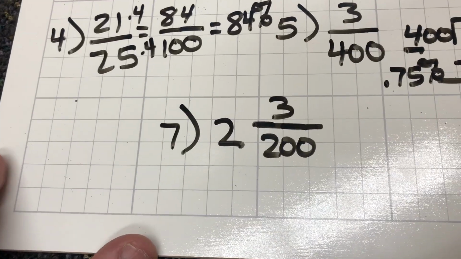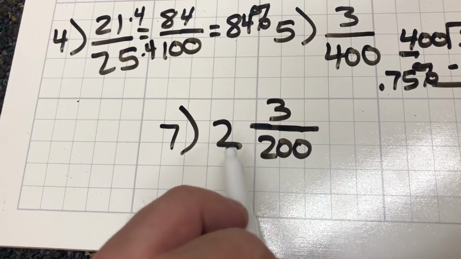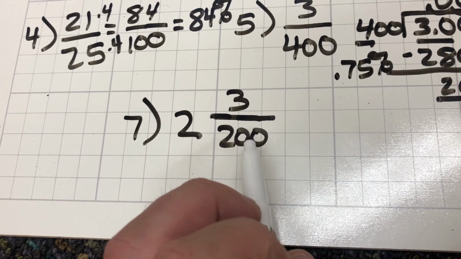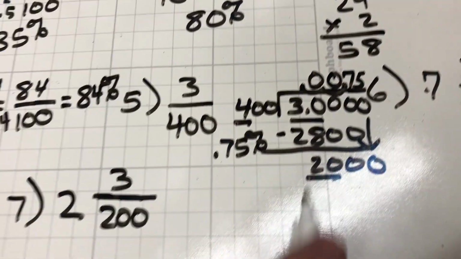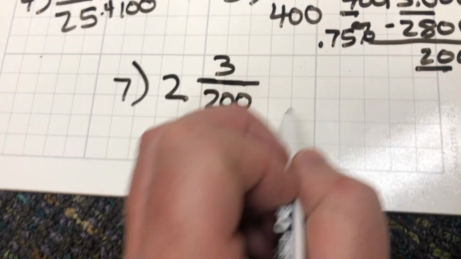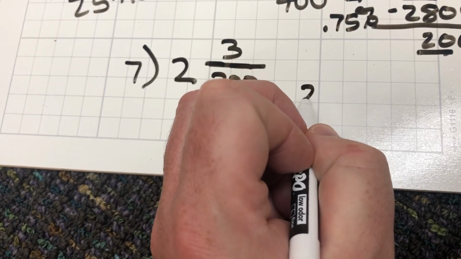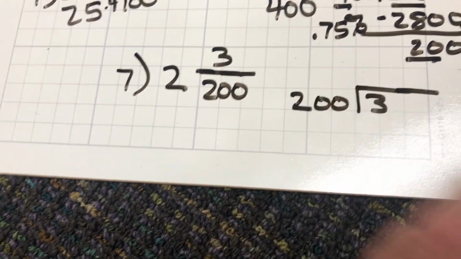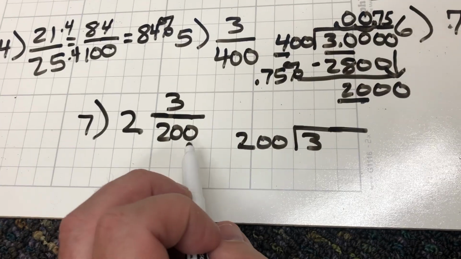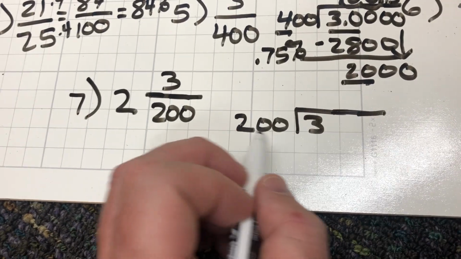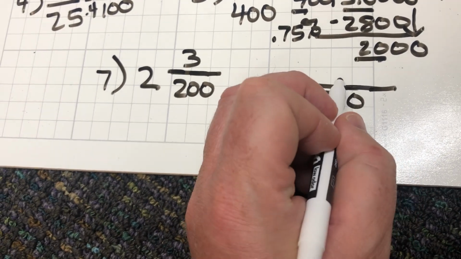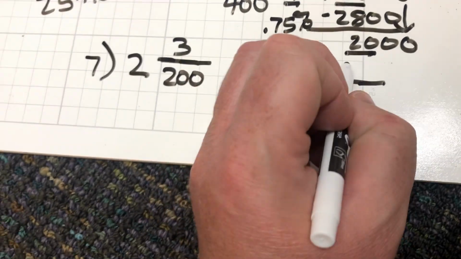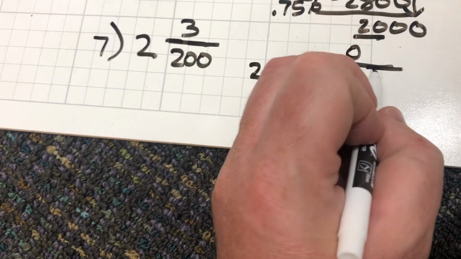Last one, 2 and 3 over 200. Once again, we have this 2, so we know we have 200%. We have 3 over 200. So once again, I'm looking at what I need to do here, and I'm going to end up taking 200 into 3. 3 divided by 200. Well, I know that 200 can't go into 3, so I have to add a decimal and a 0 and put that up. I know that 200 can't go into 30. Since I'm after my decimal, I've got to put a 0 there. And then I'm going to add another 0.